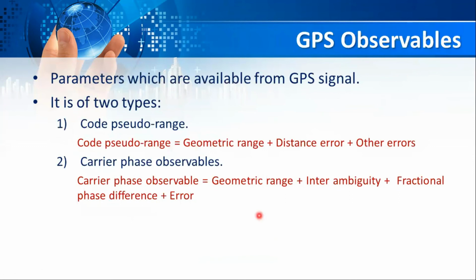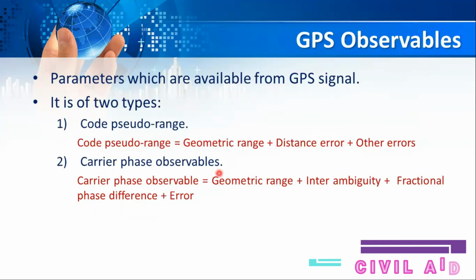Now, there are a few parameters which are available from GPS signals. Those are called GPS observables, and we will discuss these observables. What are the different observables? Observables are basically parameters which are available from the GPS signal. There are two major types of observables. One is pseudo range, and another one is the carrier phase observable. This in detail we will discuss in our next lecture.